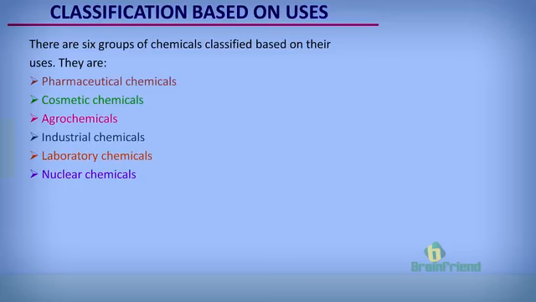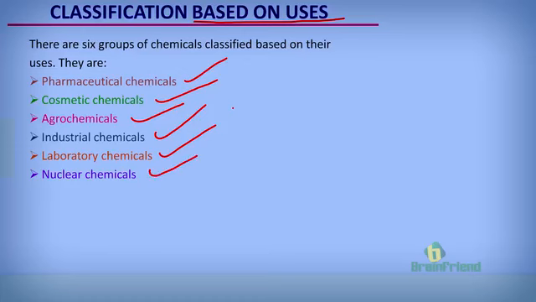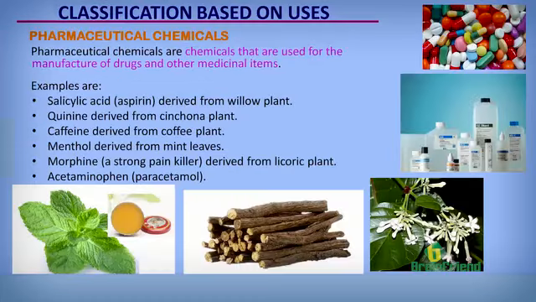The second basis on which chemicals are classified is their intended uses. So we have different groups of chemicals. We have pharmaceutical chemicals, cosmetic chemicals, agro chemicals, industrial chemicals, laboratory chemicals, and nuclear chemicals. So we are going to take this list one after the other.